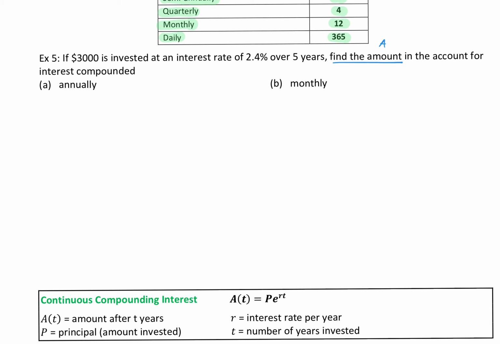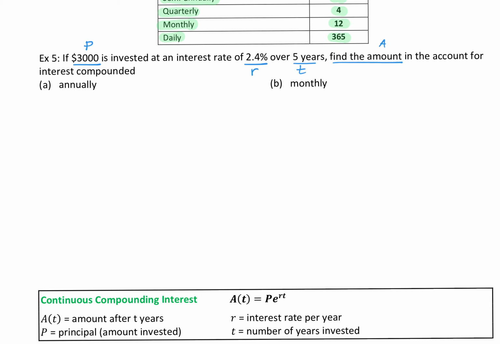We know that we start out with $3,000, so that's going to be our principal P that we invest. The interest rate is 2.4%. That's R. We're going to have to translate that to a decimal, not a percent. And since we're investing over 5 years, 5 is going to be our T value.